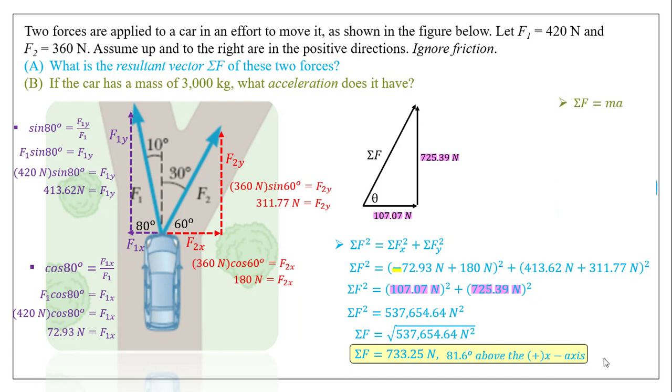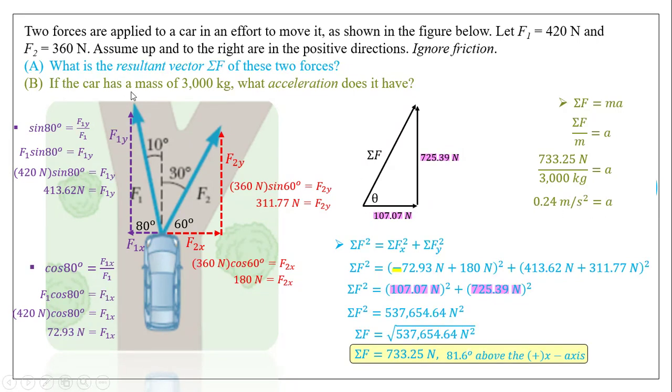Well, net force equals ma. To find a, divide both sides by m. So net force over m gives you a. We just found net force here, which is 733.25 newtons from our work in part A. The mass is given as 3,000 kilograms. Simplifying that will give you a value of 0.24 meters per second squared.